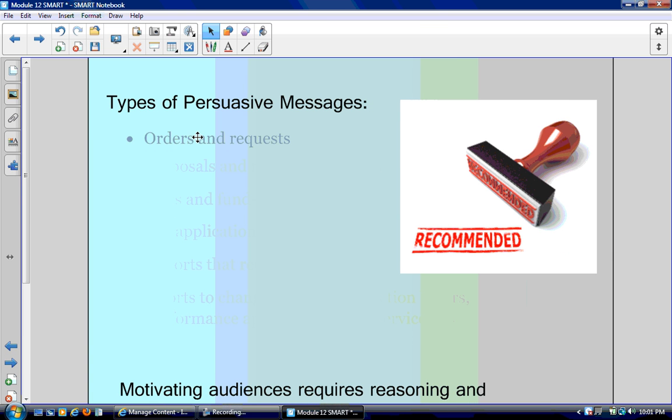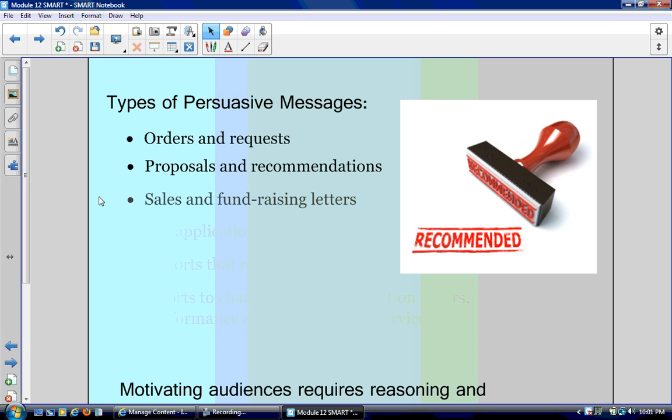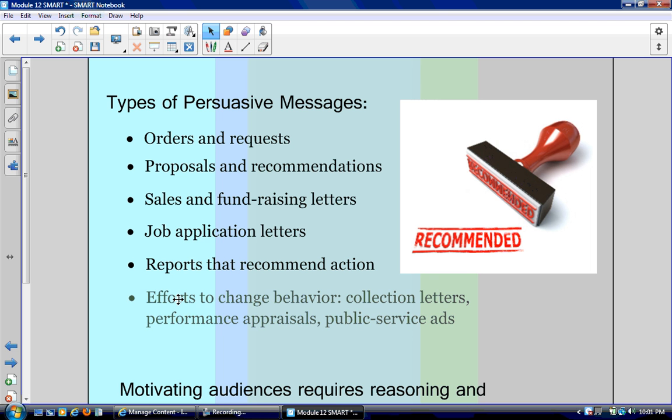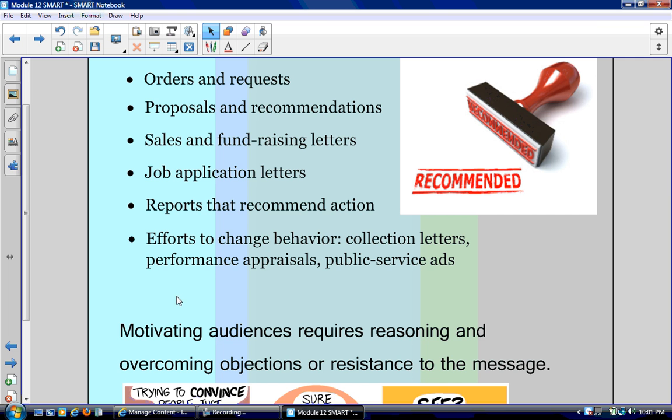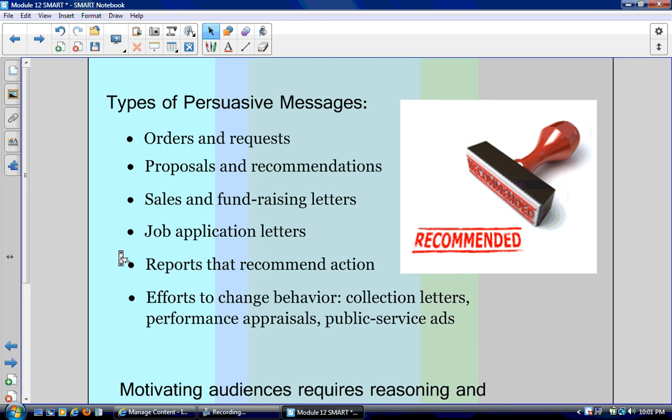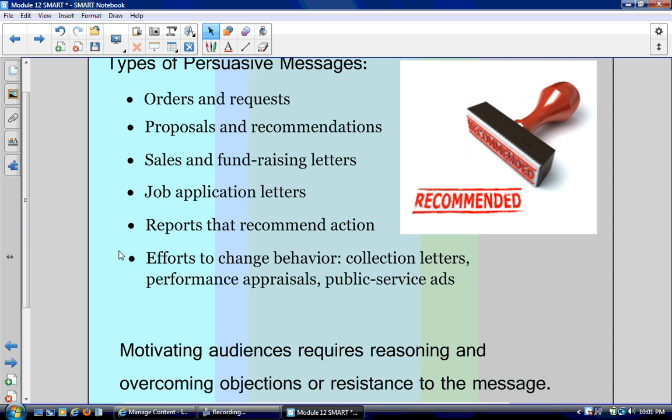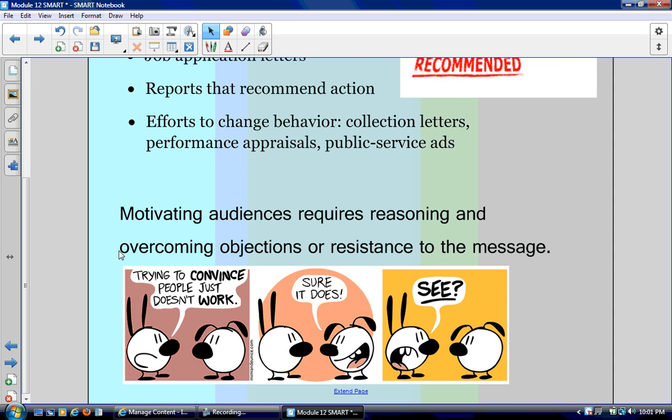So as I mentioned, there are different types of persuasive messages: orders and requests, proposals and recommendations, sales or fundraising letters, job application or cover letters, any report that has a recommendation attached to it, as well as any efforts to change behavior, such as collection ads or collection letters, public service ads, performance appraisals. These are all types of persuasive messages. So again, pretty prolific, pretty integrated into our daily lives in the workplace.